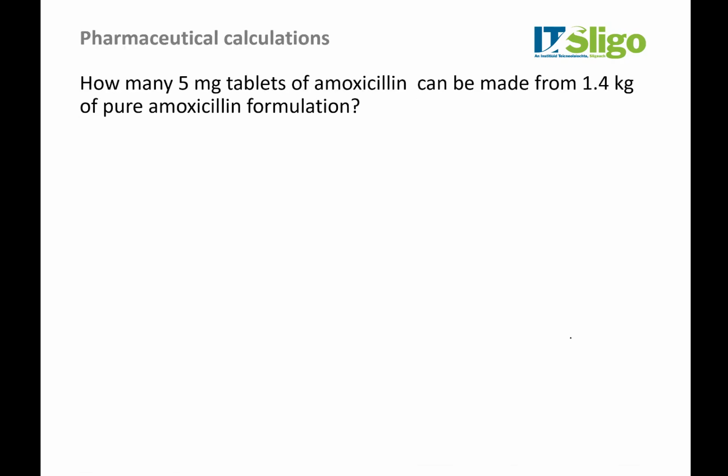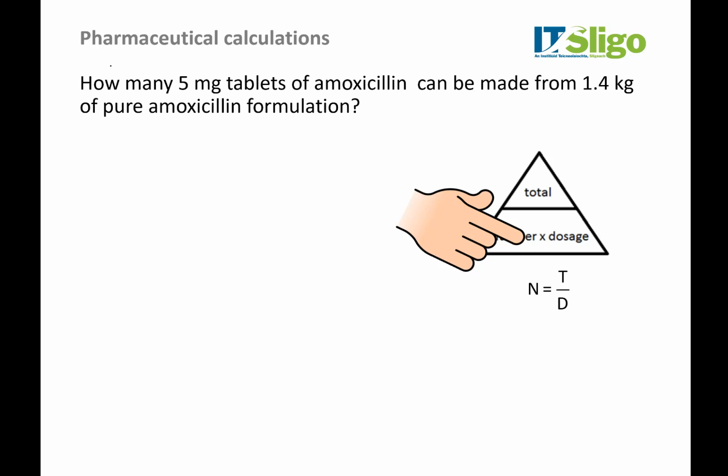So, how many 5 milligram tablets of amoxicillin can be made from 1.4 kilograms of pure amoxicillin formulation? So now, guys, first of all, we'll just take a look. Here's 5 milligrams. That's pretty sure that's the dosage. Here's 1.4 kilograms. That's the total. And because of the words how many, we're looking for the number. That's how you have to go through the question. You have to decide what values am I given and what am I looking for. So we're looking for the number. Number is total over dosage.